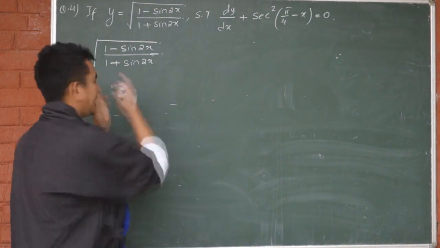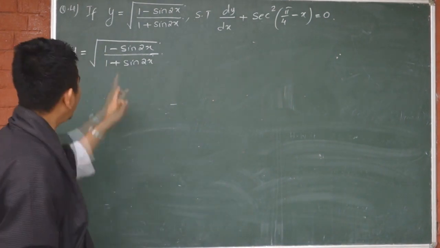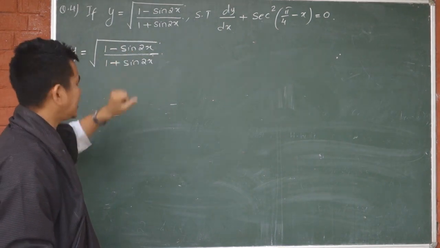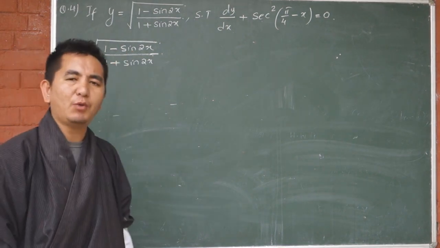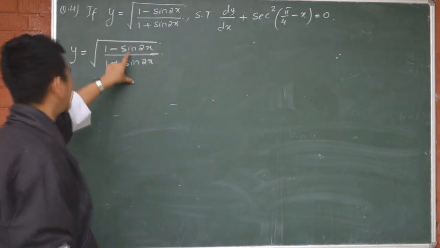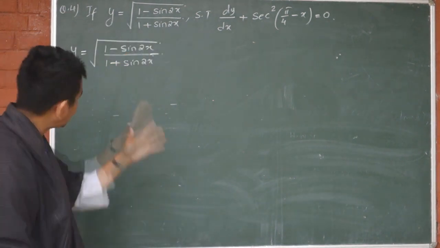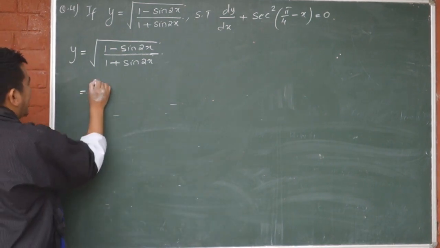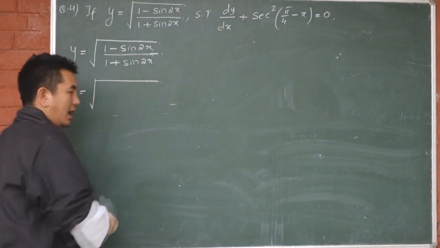But there is again a problem. You cannot use the identity directly because this is a sine function. If it is a cos function, then we have the double angle formula where sin square x is equal to 1 minus cos 2x divided by 2. In this case, this is sine. But don't worry, we can change the sine to cos. That is, I can write this one as a root of, see here.